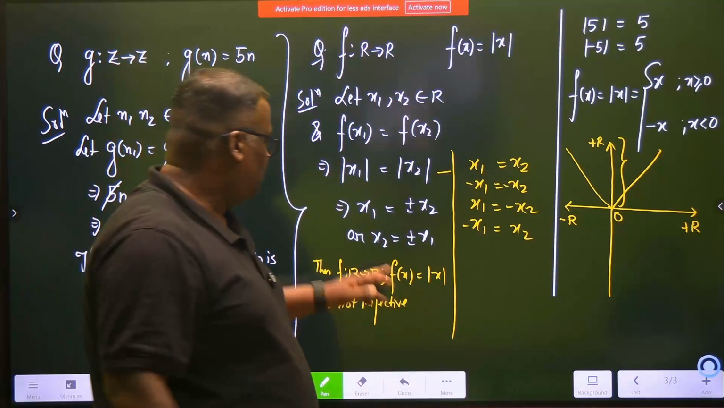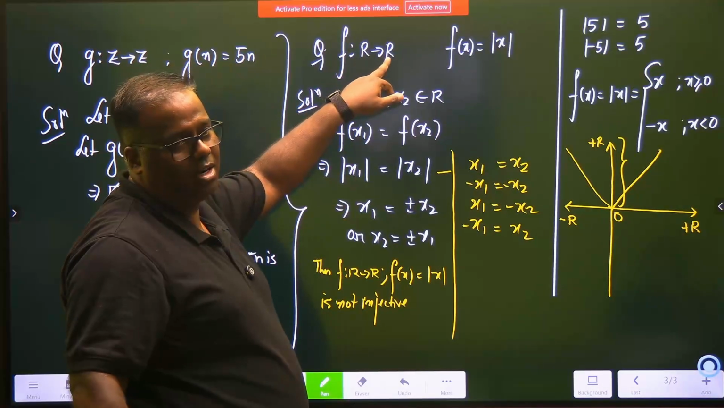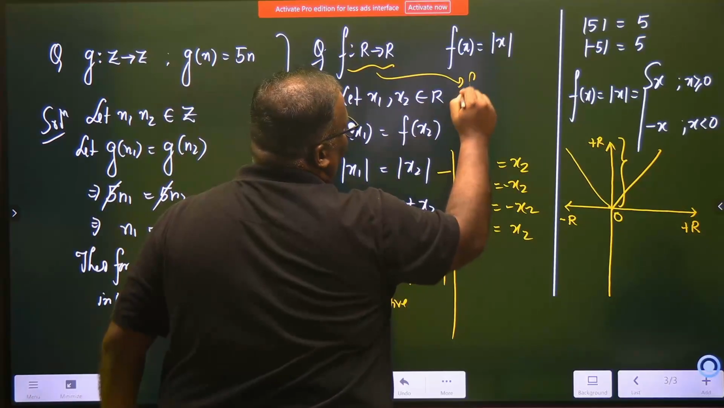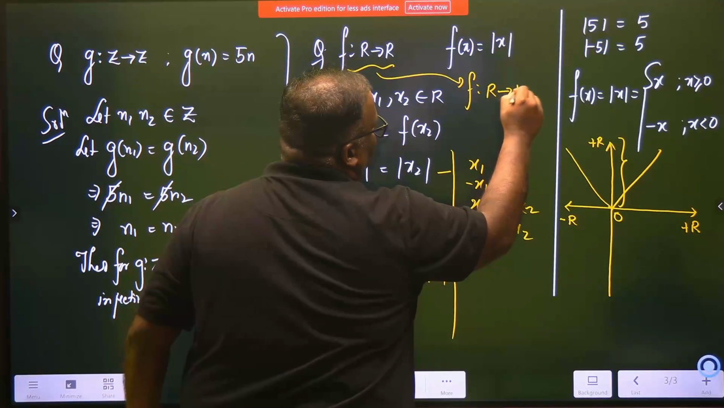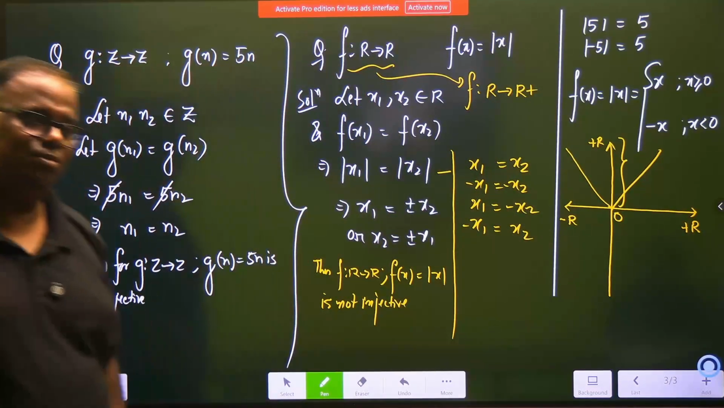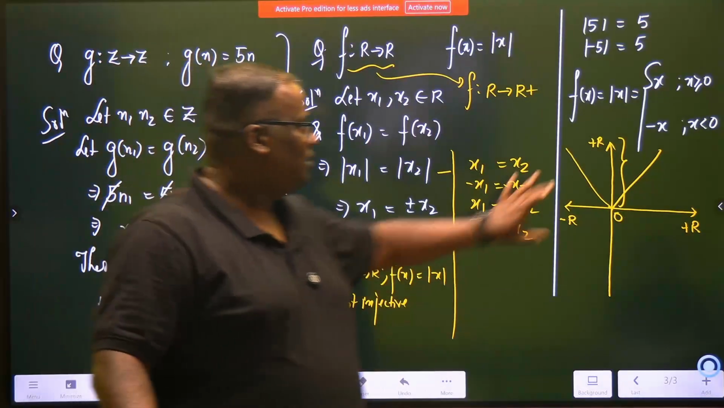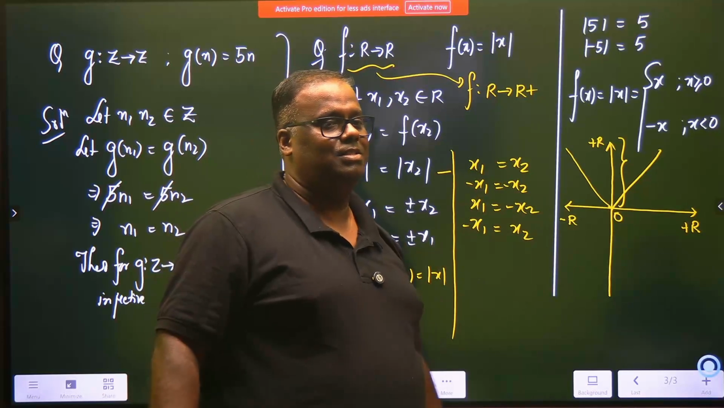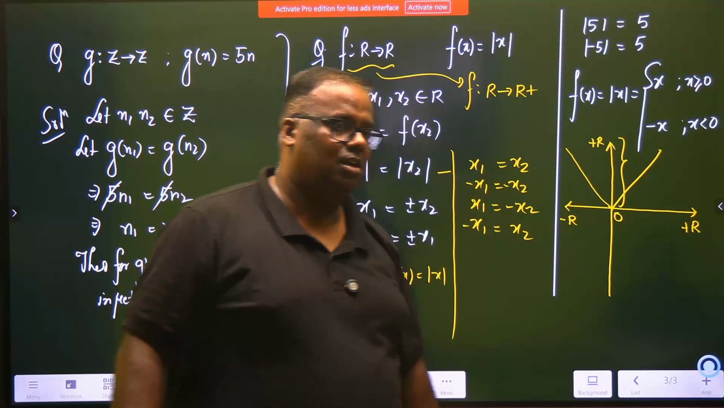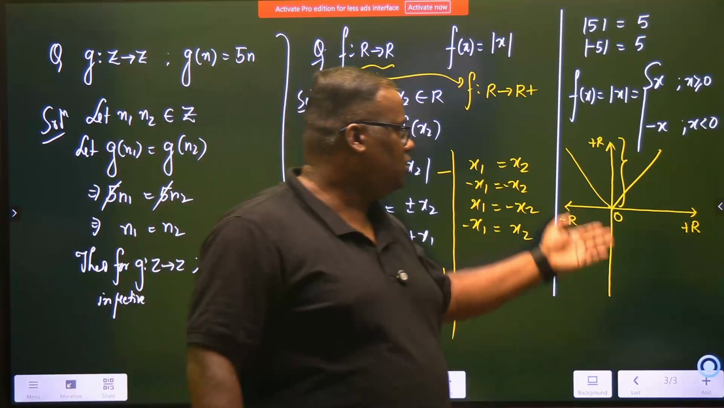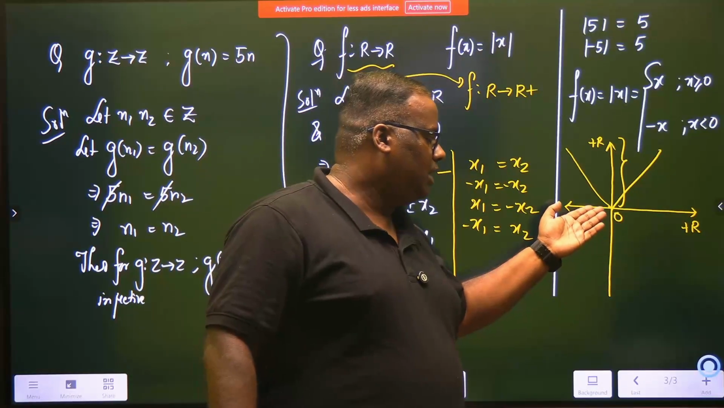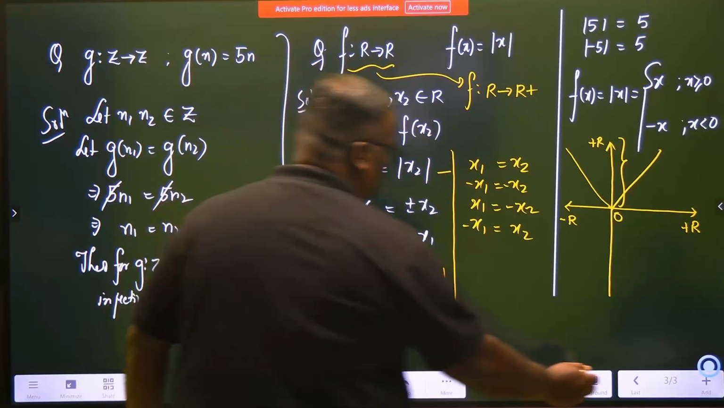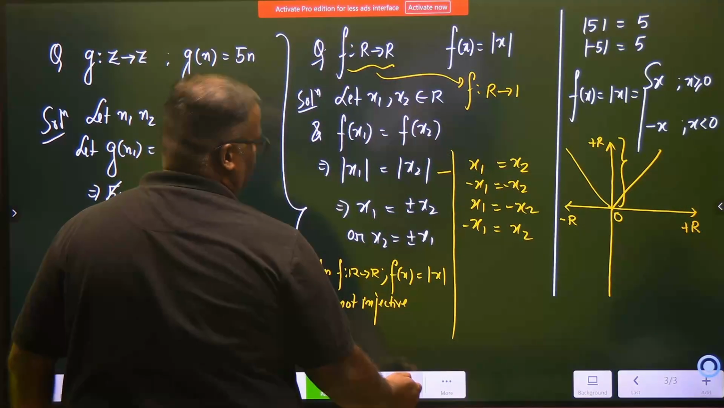But your function was R to R. Instead of this, if your function was R to R plus, then it will be injective. You'll get all the positives. These don't get the negatives. Here we will not have that criteria. Don't hold that. That will come in onto, not here.